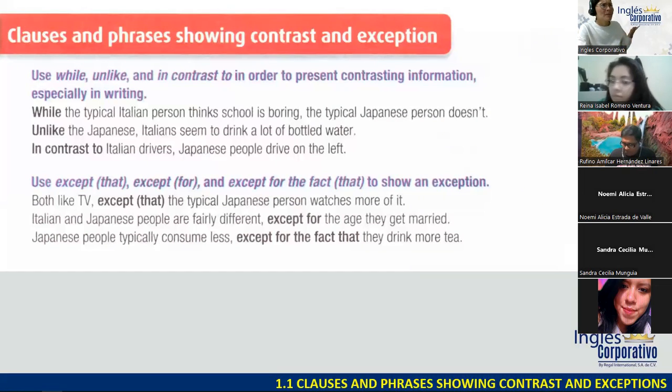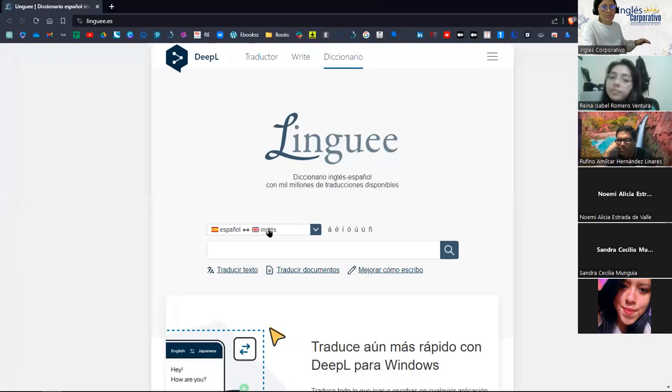Okay, and Marcin, how do I know the meaning of these words? Well, para los que me conocen, you know that I use Linguee a lot. So if you have Linguee, como les conté de que pueden bajar la aplicación, you can go ahead and look for them. For example, let's go to Linguee and look for while.